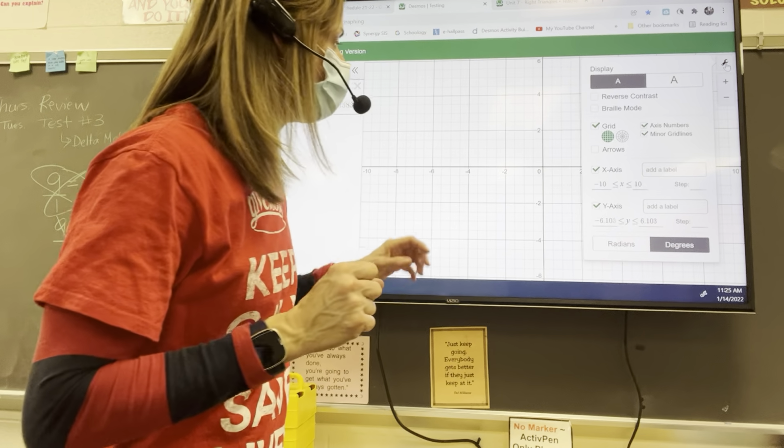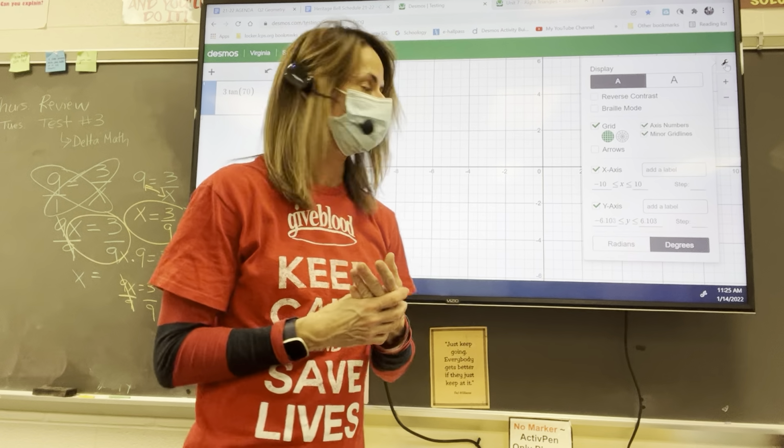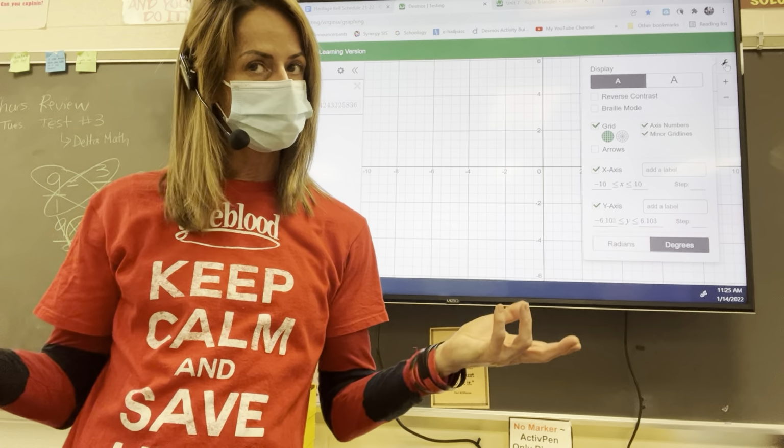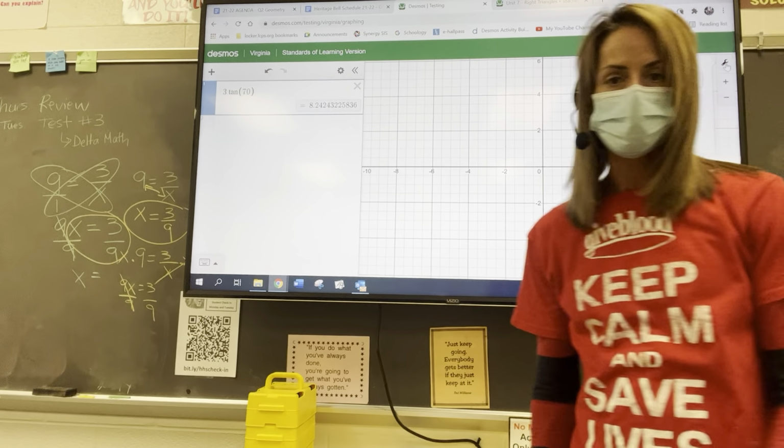In another unit called radians, and you'll need that in pre-calculus, you could just go ahead and switch it. But luckily for us in geometry, the default is degrees. All right, that's it for now.